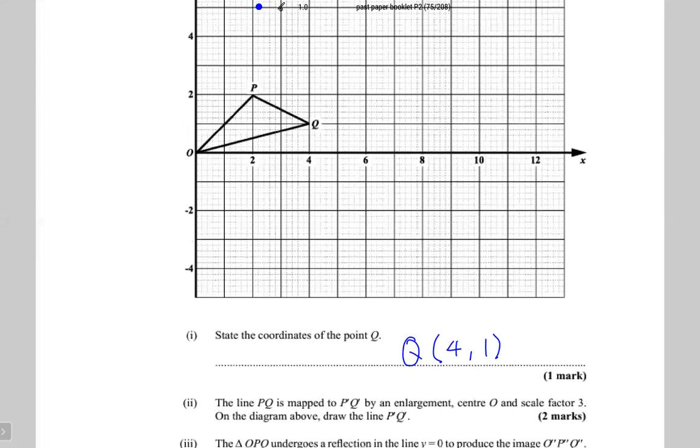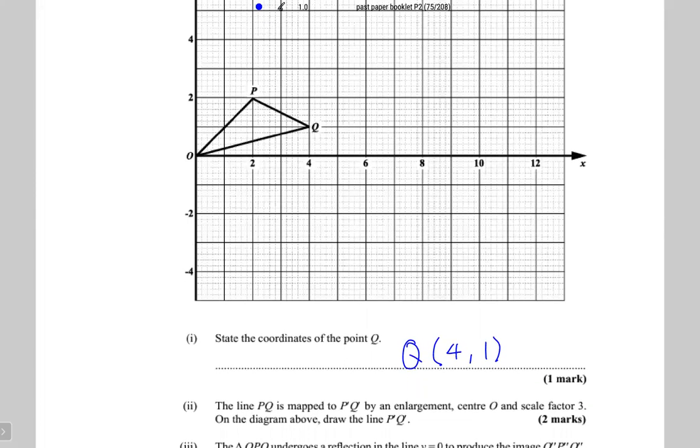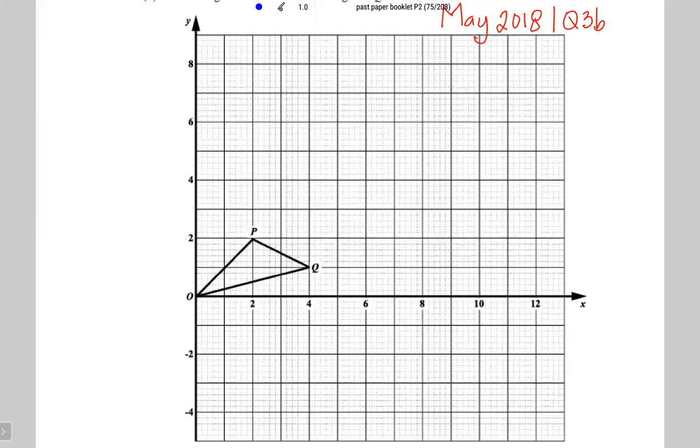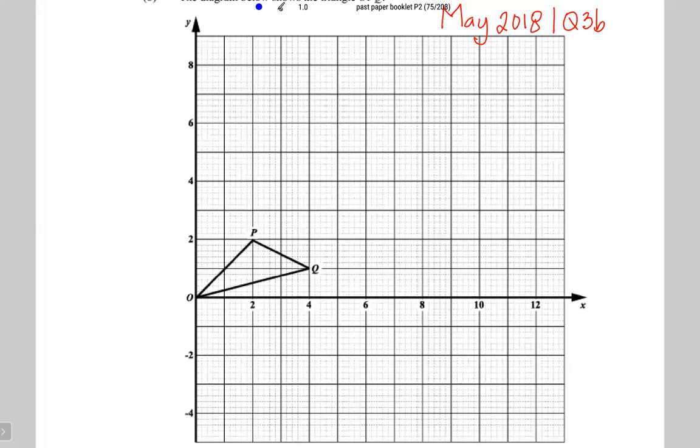Next, we're told that the line PQ is mapped onto P prime Q prime by an enlargement, center O, which is the origin, and scale factor 3. It says that on the diagram above, draw the line P prime Q prime. All right, so to do this enlargement, I'm going to use the fact that whatever the distance from the center to the object, to get to the image I must multiply that distance by k. In other words, the distance from the center to the image is equal to k multiplied by the distance from the center to the object.